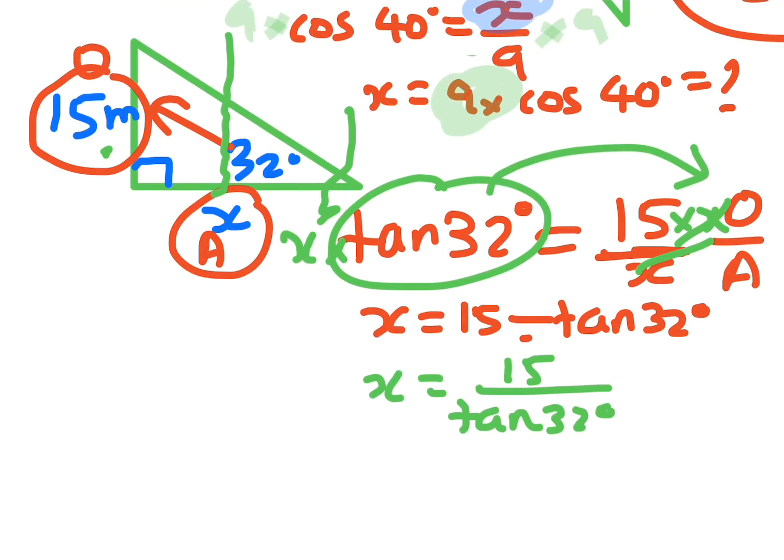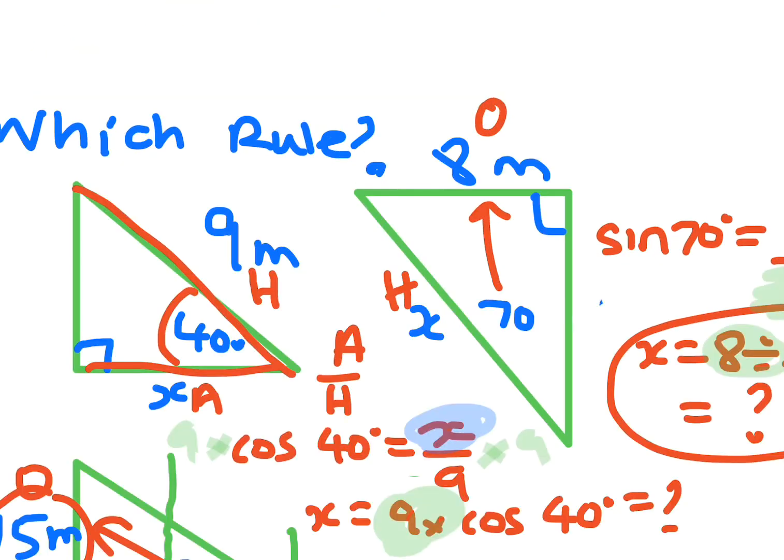If we look at those, I just want you to realise with this one, the adjacent came first and then the hypotenuse. So it was A on H and A was x. So x, then the H on the bottom. That's why the x came first. It was on the top. So that's why you times.